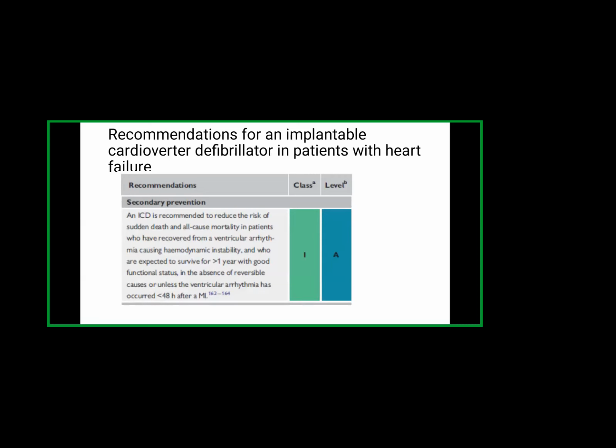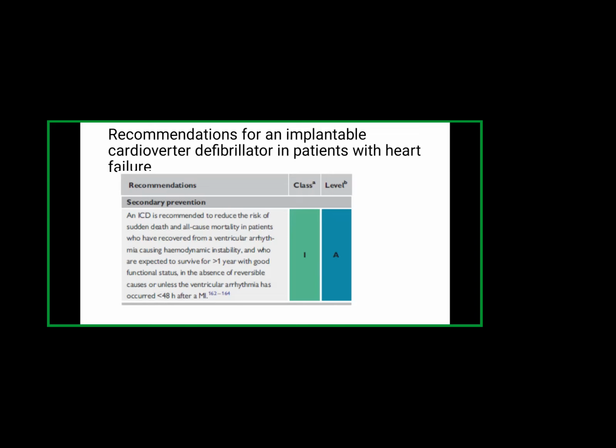heart failure. An ICD is recommended to reduce the risk of sudden death and all-cause mortality in patients who have recovered from ventricular arrhythmia causing hemodynamic instability, who are expected to survive for more than 1 year with good functional status, in the absence of reversible causes, or unless the ventricular arrhythmia has occurred less than 48 hours after an MI. So what this point is trying to say is that this is for secondary prevention.